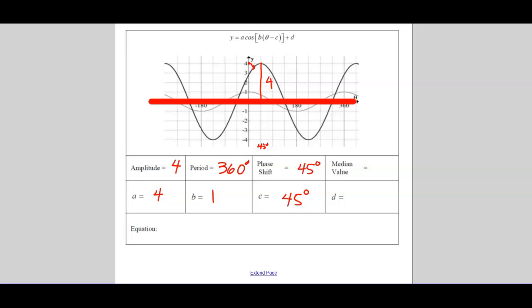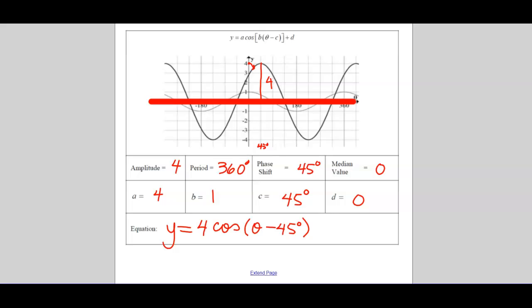Median value, well, it's the x-axis, so it's 0, right? So D value is 0, so we don't even have to show it. So when we come up with our equation, amplitude, we're doing cos. B value is 1, we don't need to show it. There is a C value, so I'll open brackets. They're using theta, so theta minus 45 degrees. And then we have 0 for D, so we don't show anything. And you're done.